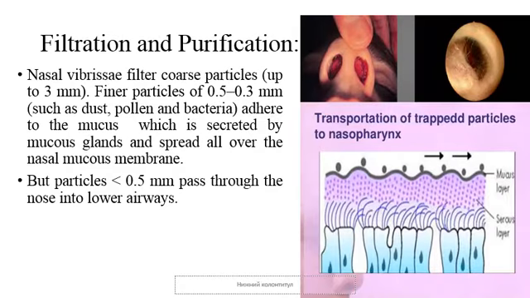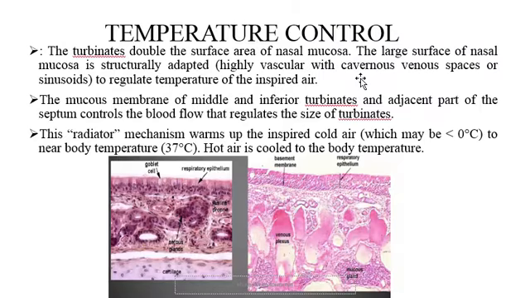About the filtration, the nasal vibrissae play the big role. The nasal vibrissae filter coarse particles, but the smaller particles pass through the nose into the lower airways.